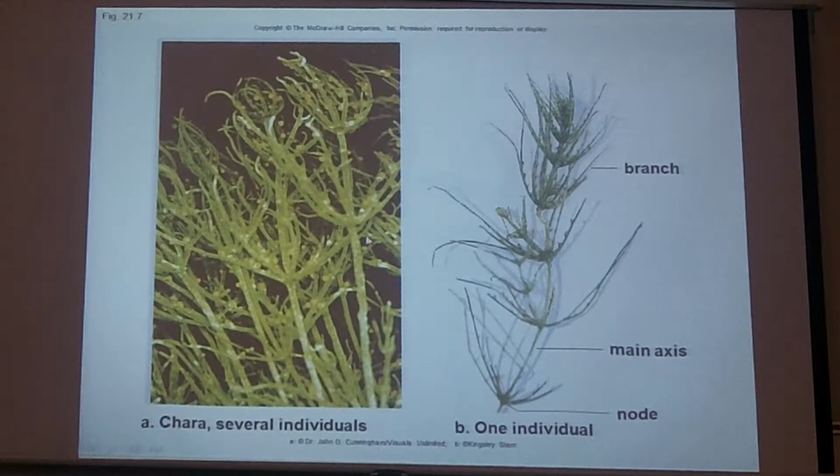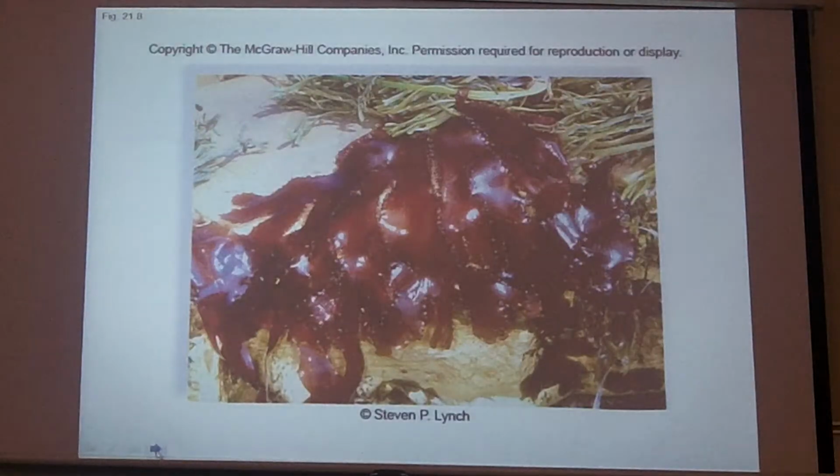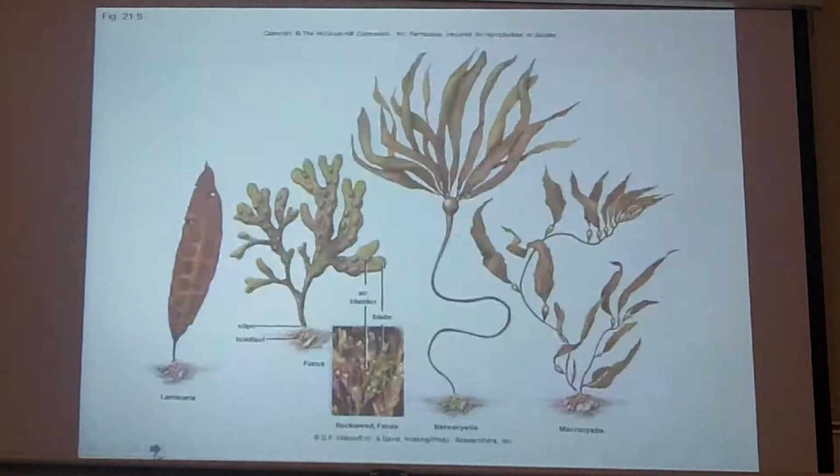There's another type of green algae. It's called Chara. That's very, very similar to modern day plants. Plants evolved from green algae. This is some red algae. Sometimes algae have red pigments. So you got your red algae.